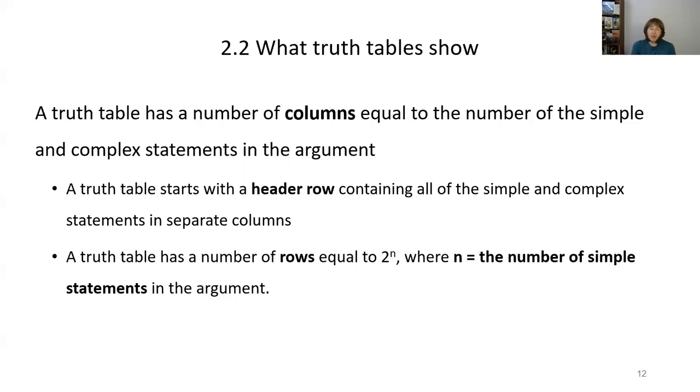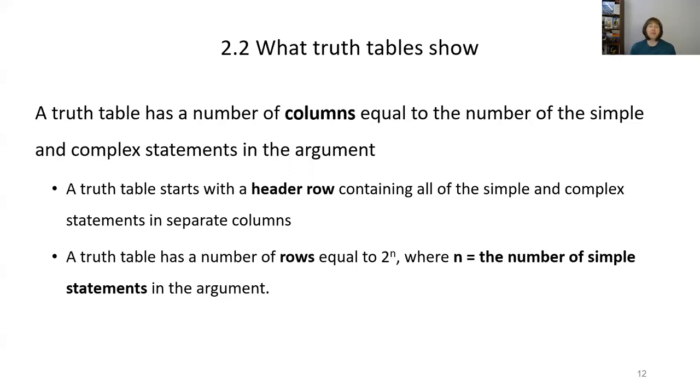Now, the number of rows we calculate this way is always in addition to the header row. The header row is, in some sense, special. It could even be helpful if I just didn't call it a header row, but it's special. We always have a header row, and then we figure out how many other rows we need by calculating 2 to the power of n. N is the number of simple statements in the argument, not complex statements, just simple statements.